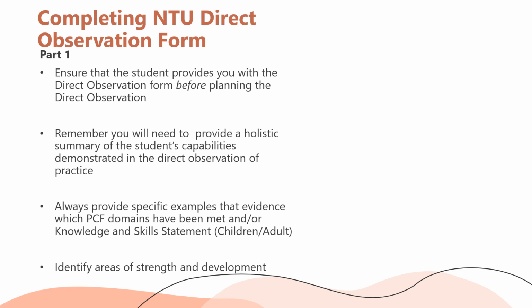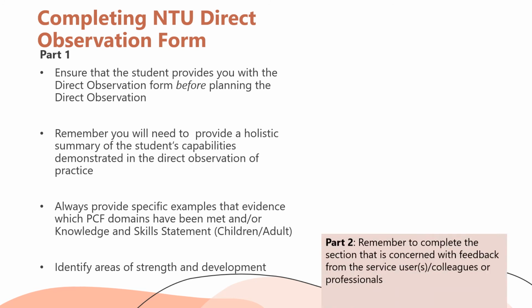You need to remember that actually it's a summary of the student's capabilities as demonstrated in the direct observation as part of their practice. You'll also, as we've already mentioned before, need to ensure that you've got specific examples that evidence the domains that have been met, and also the knowledge and skills statement. And that's why it's really important to talk about these things beforehand. And you will need to identify areas of strength and development.